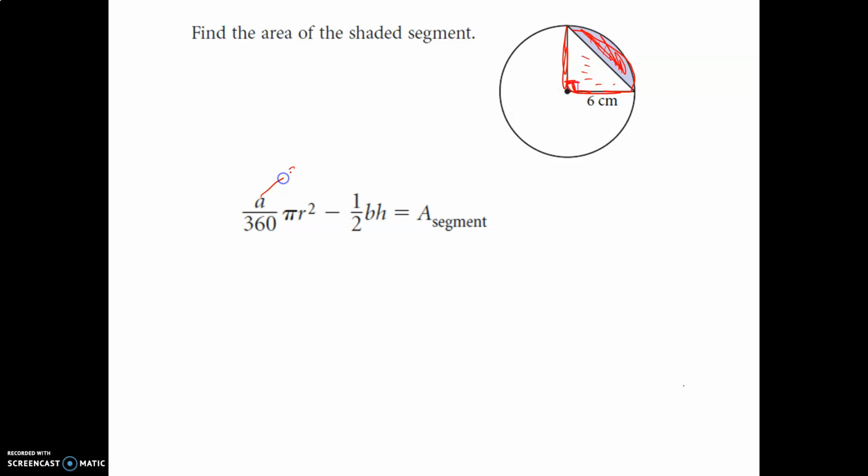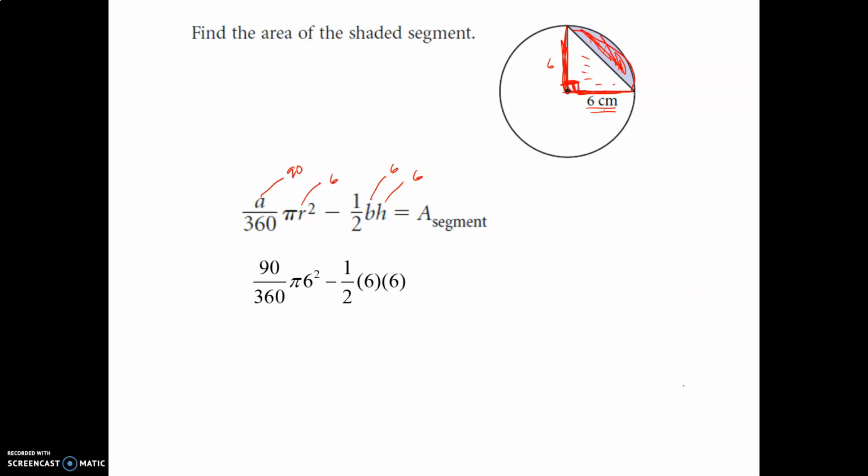Okay, so now what do I know? This angle is going to be 90. The radius is going to be a 6. And in the triangle, the base and the height that meet at 90-degree angles, this is 6. The other radius is going to be the same, 6. So this is going to be a 6, and so is that.